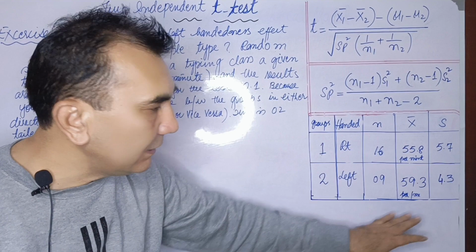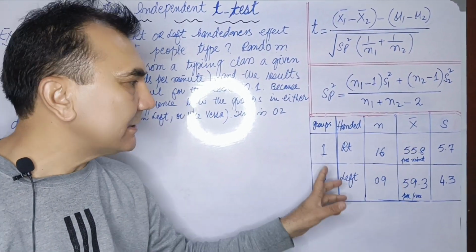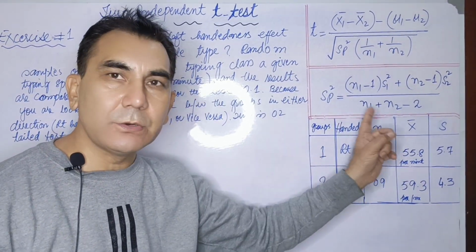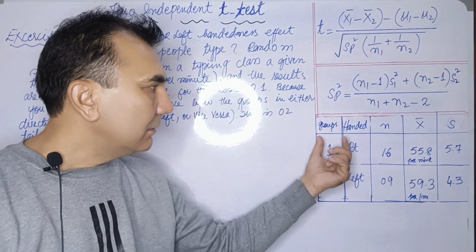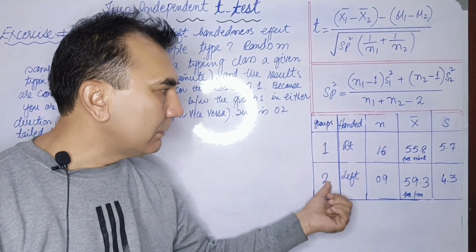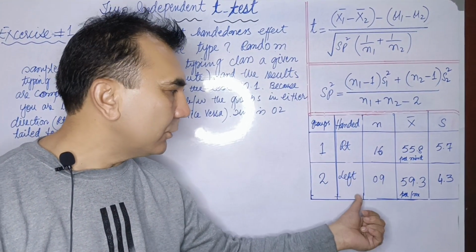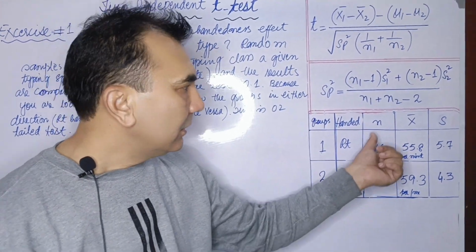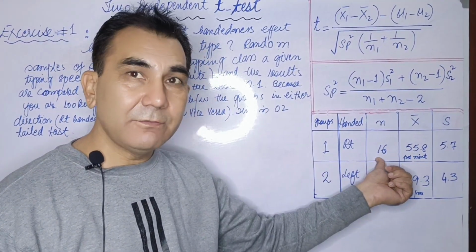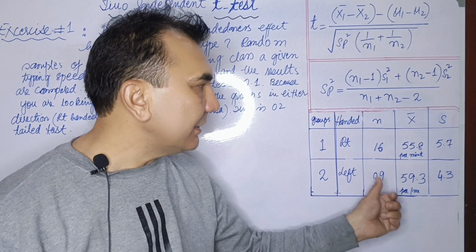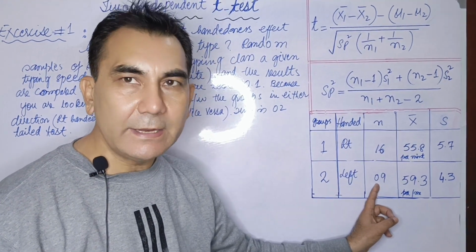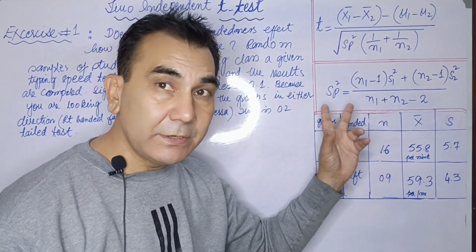Now after the result has come up, the result is written over here. The groups: group number 1, group number 2. Group number 1 is the right-handed and group number 2 is the left-handed. The sample size selected for the right-handed is 16 and for the left-handed is 9. So it is a two independent t-test.